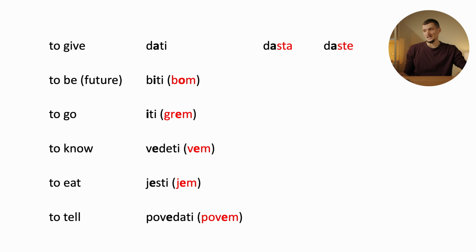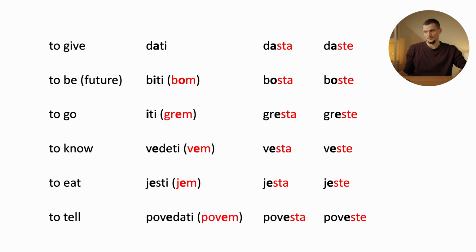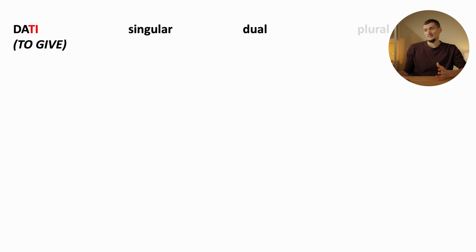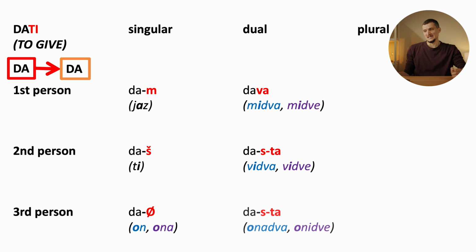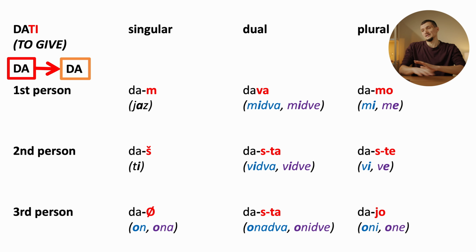And we have dasta, dasta, daste, bosta, bosta, boste, gresta, gresta, greste, vesta, vesta, veste, jesta, jesta, jeste, povesta, povesta, poveste. And the reason we're saying all of the TA ones twice, of course, is to emphasize the fact that it can be you two or they two. Okay, and so we have an example of dati, or to give. It is otherwise a regular verb: dam, daš, da, dava, dasta, dasta, damo, daste, and dajo. So again, otherwise regular, but it's still a plus S verb.